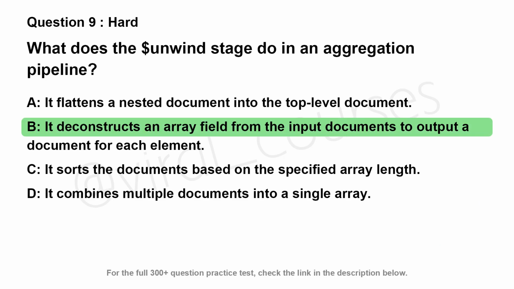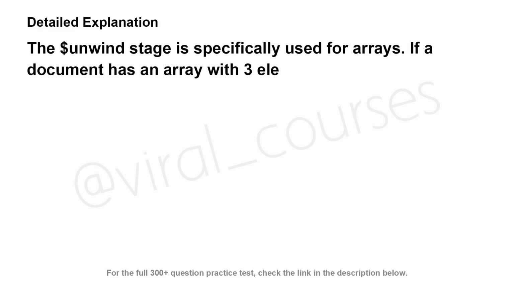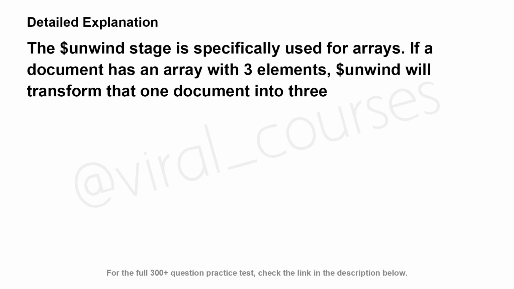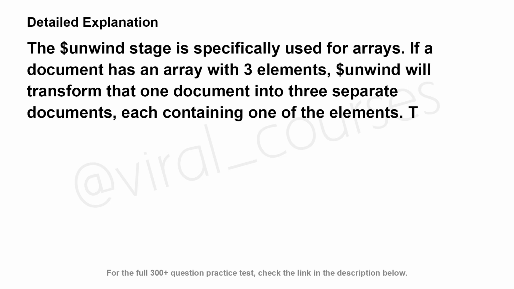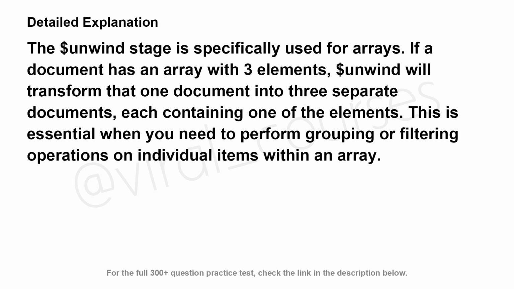The correct answer is B. The $unwind stage is specifically used for arrays. If a document has an array with 3 elements, $unwind will transform that one document into 3 separate documents, each containing one of the elements. This is essential when you need to perform grouping or filtering operations on individual items within an array.